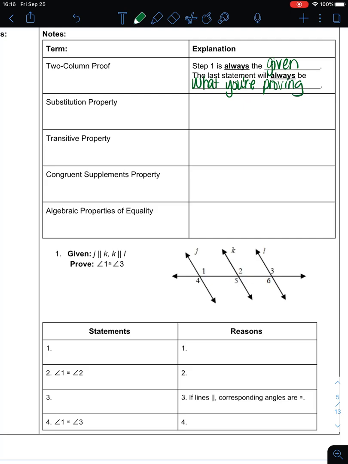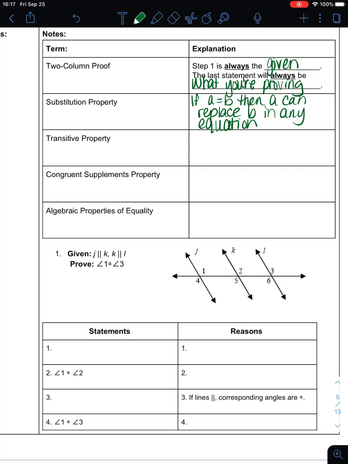So some properties that will come up a lot when we're doing this, one of them is substitution. If A is equal to B, then A can replace B in any equation. We use this all the time. We substitute all the time, but this is just putting it into words. If A is equal to B, then I can take A and replace it with B in any equation that I'm working on.